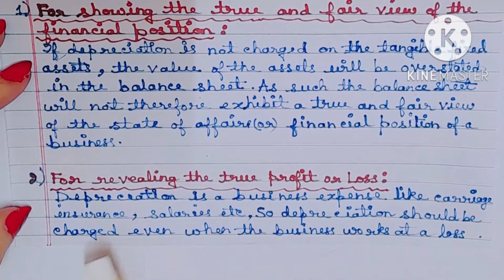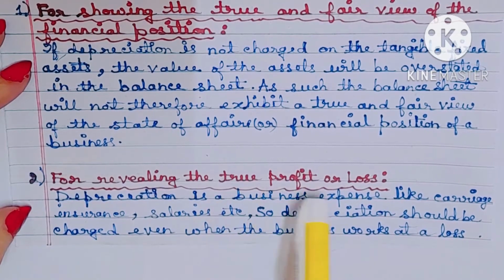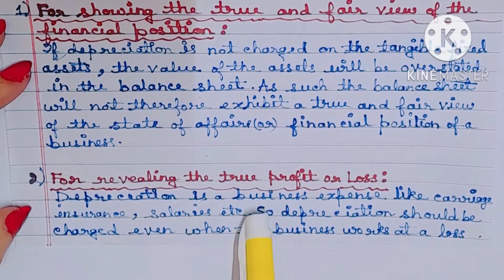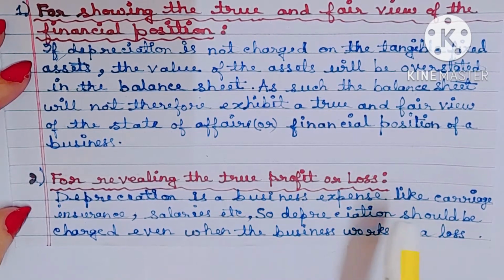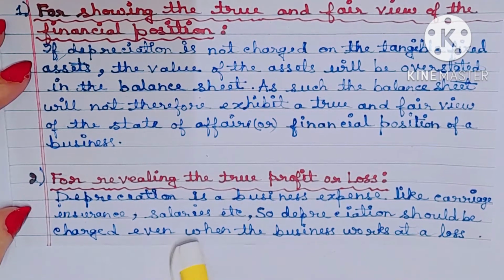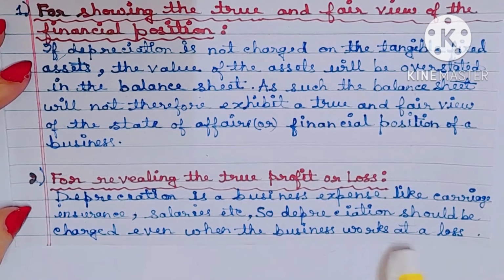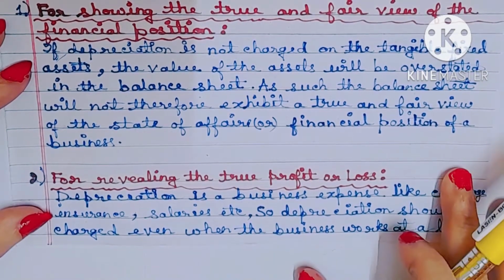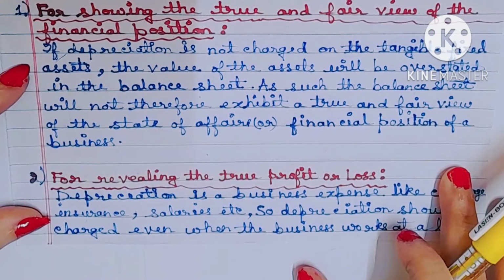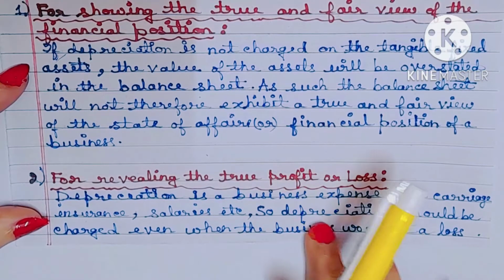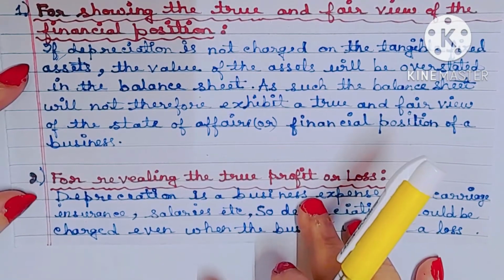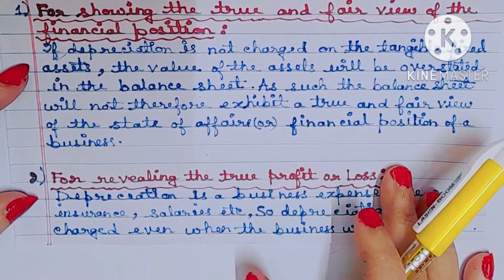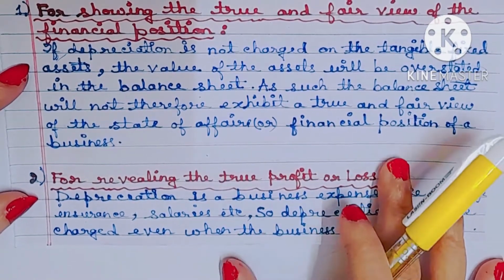Number 2, for revealing the true profit or loss. Depreciation is a business expense like carriage, insurance, salaries, etc. So depreciation should be charged even when the business works at a loss. Because if depreciation is ignored, profit and loss account will not be able to reveal correct or true profit or loss. তুমি depreciation যদি না দেখাও বিজনেসে, since depreciation is an expense, তাহলে profit will be more. Understood? So we won't be able to see the correct or true profit or loss.